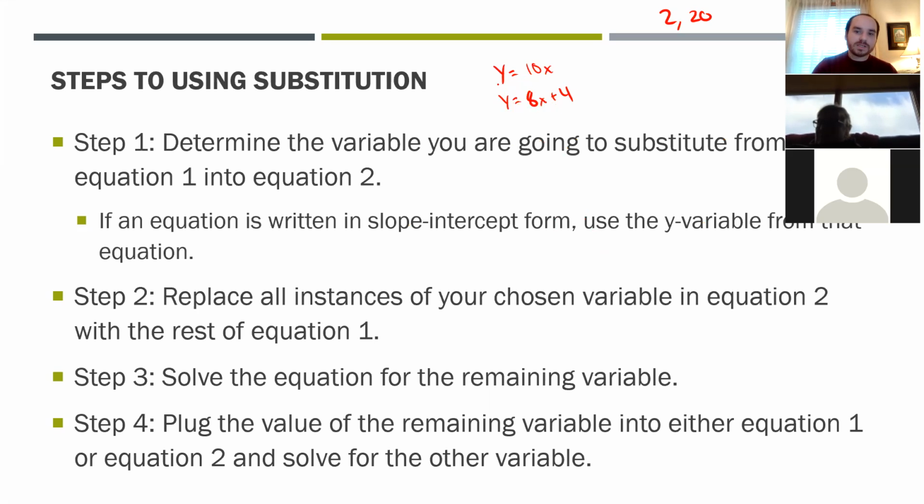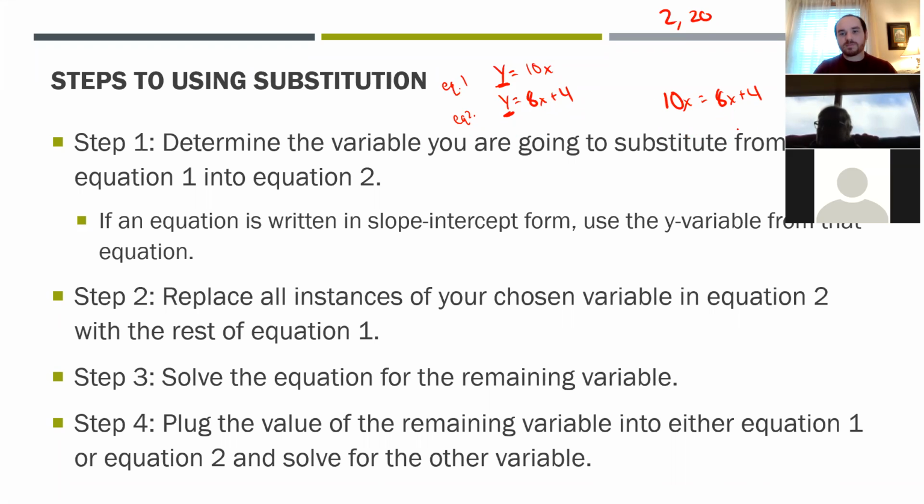We know that these y's have to be the same, right? So we're going to replace what y is equal to in this equation for what we have for y here. So y is equal to 10x. Wherever we see y, this is equation 1. This is equation 2. So wherever we see y in equation 2, we can just plug in 10x. So we have 10x, because there's a y here, equals 8x plus 4. And then we can just solve this for x.